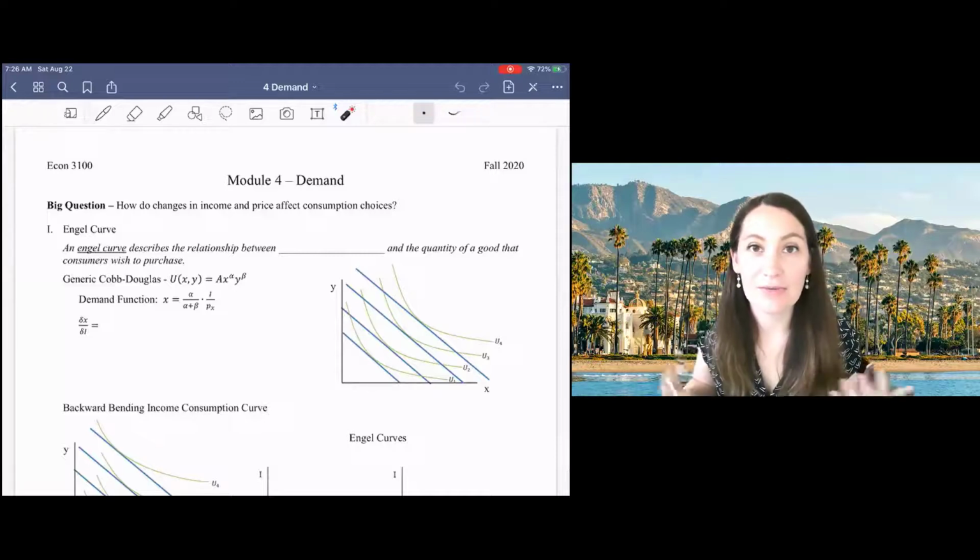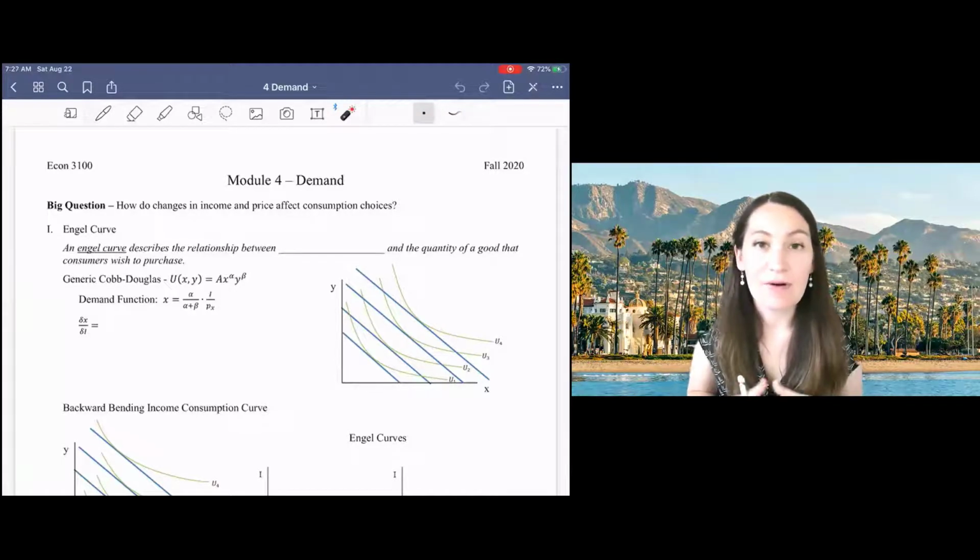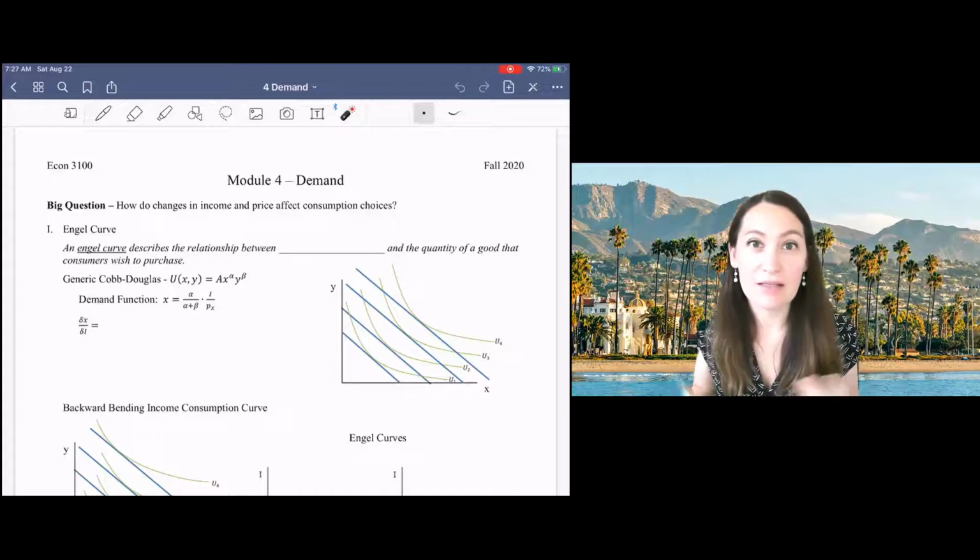Now that we've learned how to derive a demand function, we want to start thinking about how the different variables in our model affect the optimal choice of consumption, affect demand. So that's comparative statics. We want to, holding everything else in our model constant, think about how a change in one variable affects the outcome. And namely, we're going to be interested in thinking about how changes in income and price affect our optimal consumption choices. So we're going to start with income.